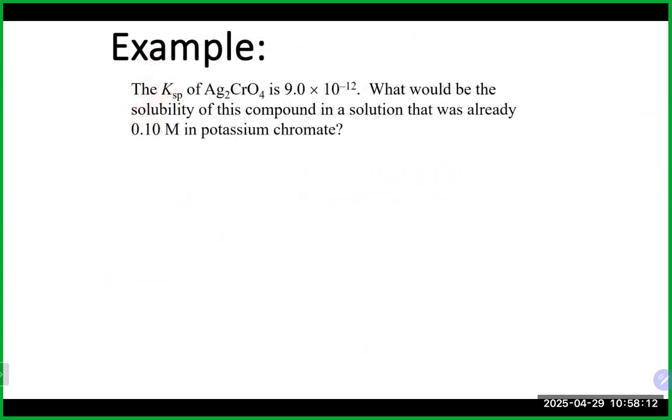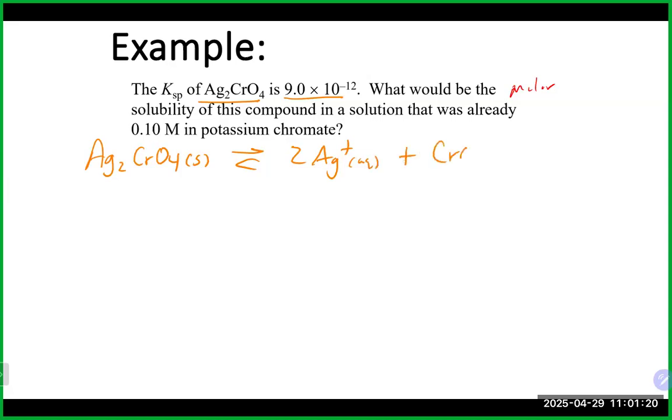All right, so why don't you try one here? The Ksp of silver chromate is 9 times 10 to the minus 12. What would be the solubility of this compound in a solution? Solubility rules: we know this is going to be our solid here. And again, we want to break this apart correctly. So we will have 2 silvers, as that 2 will come to the front, and chromate is minus 2, which is why there's only one of them there.